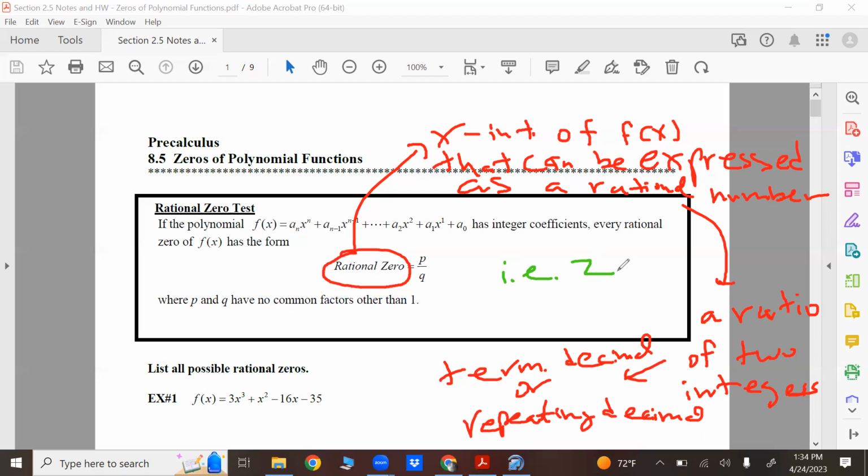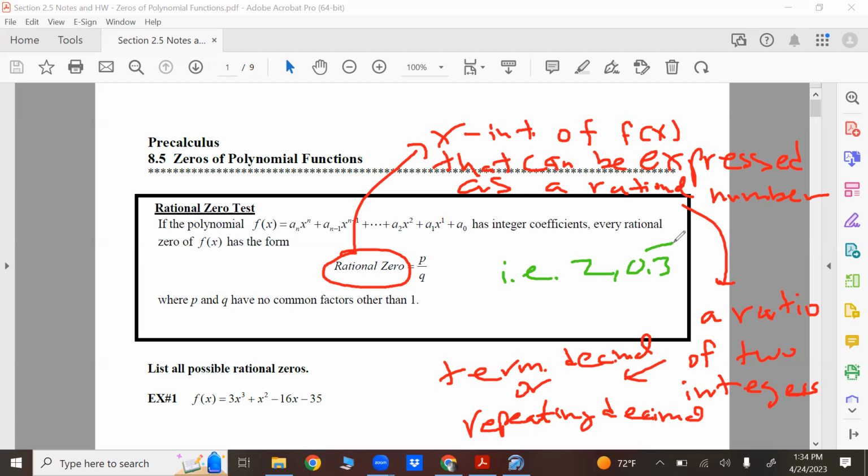What about 0.3 repeating? How do I write that as a fraction? 1 divided by 3, right? So 1/3 is also a rational number. So that's what's meant by a rational zero. It's an x-intercept of the function that can be expressed as a rational number. And a rational number is a ratio of two integers, or a number that has a terminating decimal or repeating decimal.